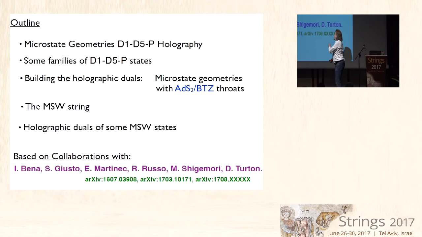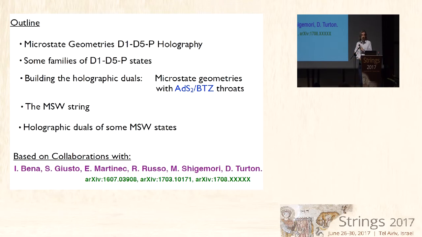So basically, the outline of my talk is to actually talk about really finding microstate geometries and their holographic dictionary. We're going to focus on a very specific family of D1, D5, P states, and then actually build their holographic duals. And then we will find some very nice microstate geometries that have very long AdS2 BTZ throats. And we will also discuss how to duality transform some of these things into holographic geometries for the MSW string, and perhaps some holographic duals of MSW states. This is based on a series of collaborations with my good colleagues and collaborators over the years. Anyway, let me get started onto the meat of the thing.